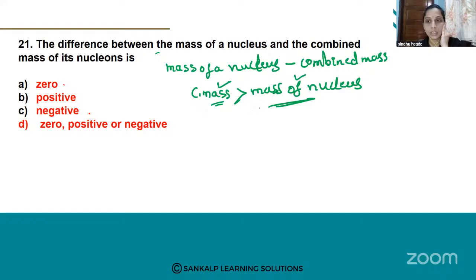Or whether these two may be equal, or the combined mass may be greater than the mass of the nucleus. Now say this, which one is the correct answer? Let us look like this. Between the mass of nucleus, they have subtracted the combined mass. So we know that combined mass is large as compared to mass of nucleus. For example, mass of the nucleus is 15 and combined mass is 20. Okay, 15 minus 20, what do you get? You get minus 5.